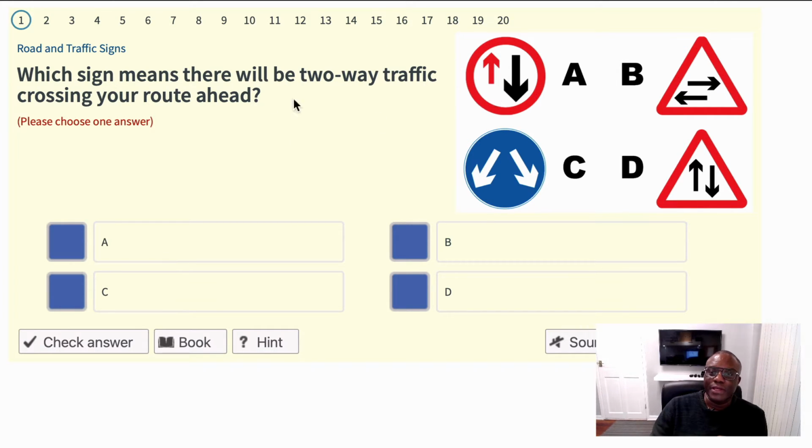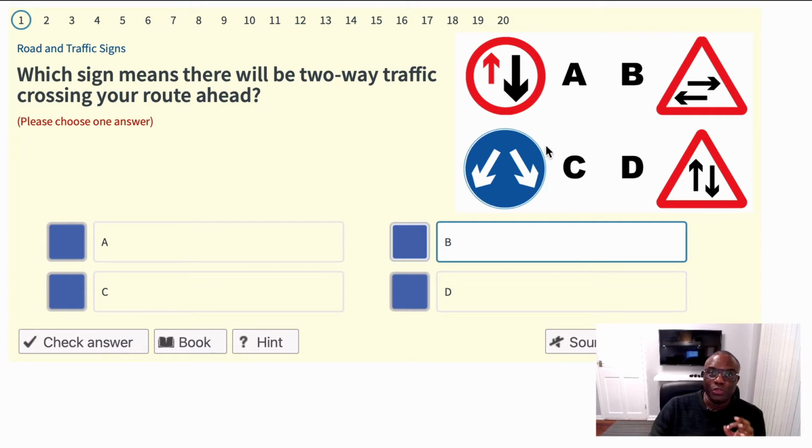With the theory test, they always assume that you go up with the diagrams. That's how you have to look at it. So you're always going to be going up. So if you look at A, you're going up with the red arrow. The question says which sign means there will be two-way traffic crossing your route. So it can't be that one. B, you're going up, the two arrows are crossing your path. So the chances are going to be B, which I will click.